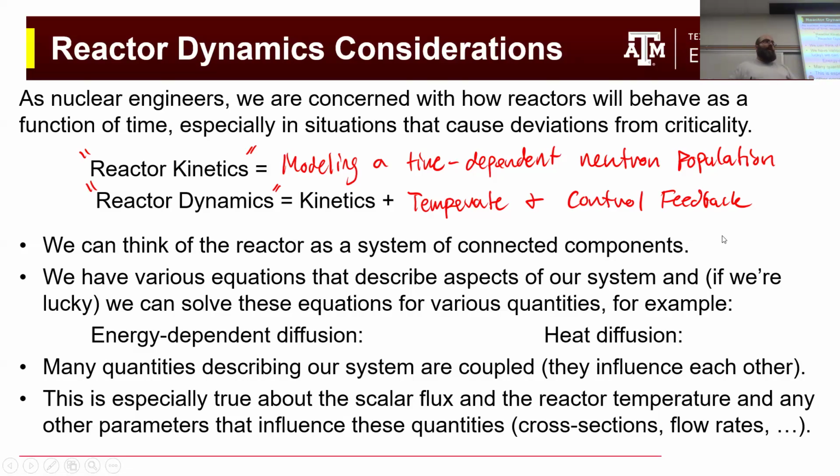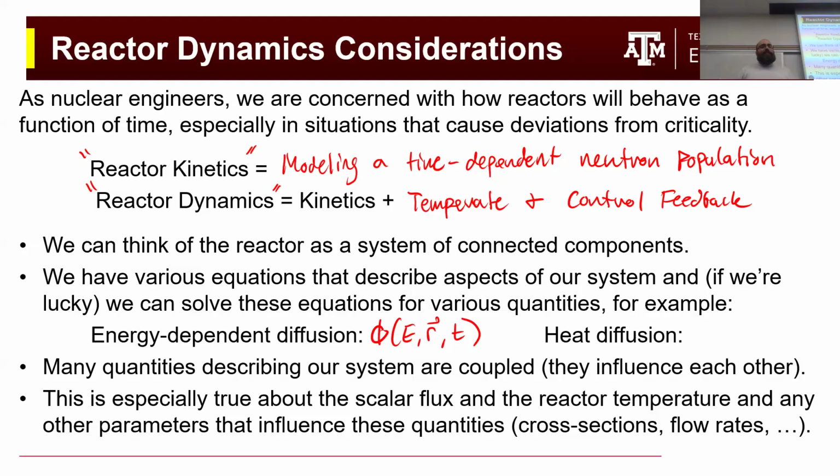In general, these reactors are complicated systems. So you can think of them as a bunch of connected components that are all working together, interfacing with each other and influencing each other. And for each of these various systems, like my reactor core and my heat exchanger and the fluid flow through my reactor, you have governing equations that you can use to describe that system to predict various aspects of the system. Like for a reactor core, we might be interested in solving the energy dependent diffusion equation, and that would tell us information about our flux. It'll tell us about our energy dependent neutron flux, which is the flux that can vary with energy, with position, and with time.